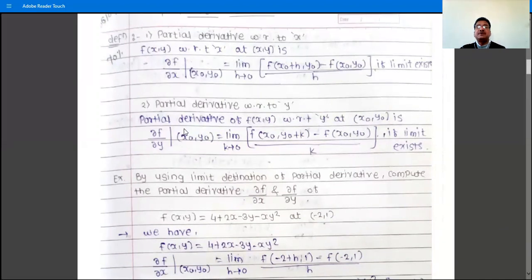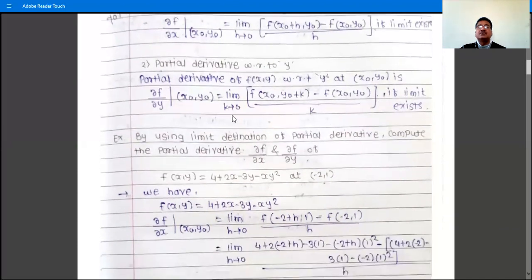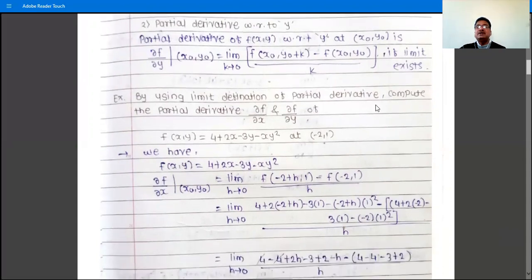And the partial derivative with respect to y is what? ∂f/∂y at (x₀, y₀) is limit k tends to 0, f(x₀, y₀ + k) minus f(x₀, y₀) divided by k, if the limit exists. Here is x₀ plus h, here is y₀ plus k. So this is the notation for partial derivative with respect to y, ∂f/∂y at (x₀, y₀), or ∂f/∂y is denoted by fᵧ. Okay, so by using the definition of partial derivative, find ∂f/∂x and ∂f/∂y.